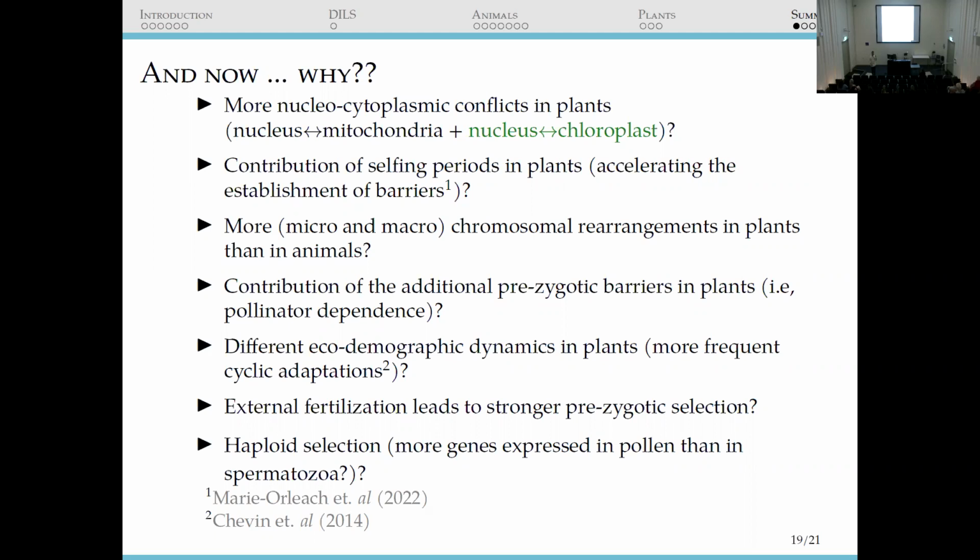What did we deduce from this observation? Well, that species barriers are recessive. Because if they are dominant, you do not expect any difference between males and females.